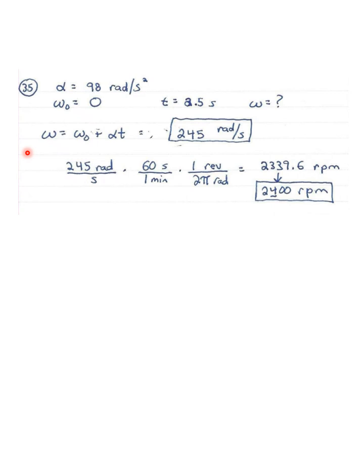Converting that to revolutions per minute, we want to turn radians, or first let's turn the per second into per minute. So 60 seconds over a minute, the seconds will divide out. And then let's turn the radians into revolutions. So that's 1 revolution is equal to 2 pi radians. The radians will cancel out, and we're left with 2400 RPM.